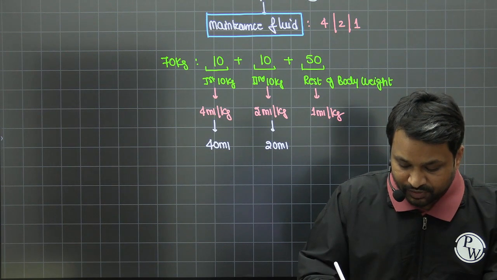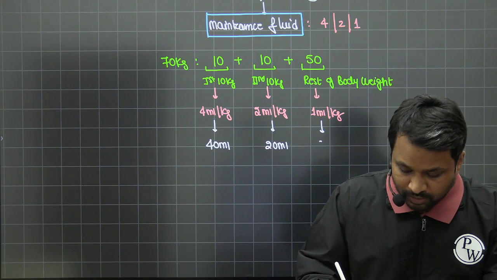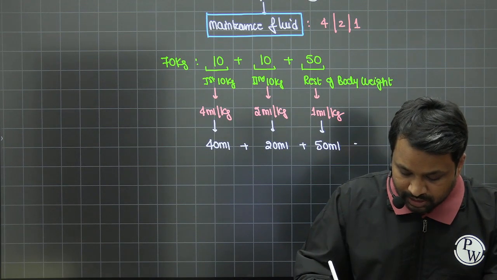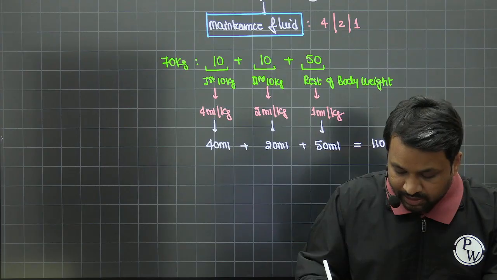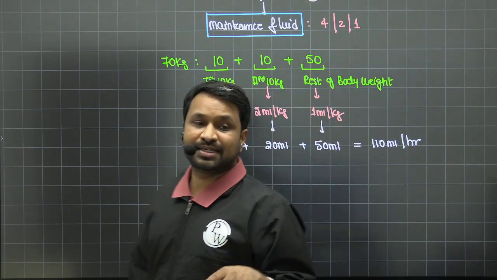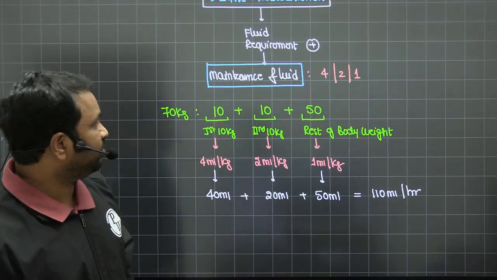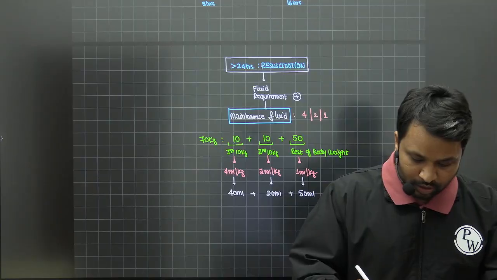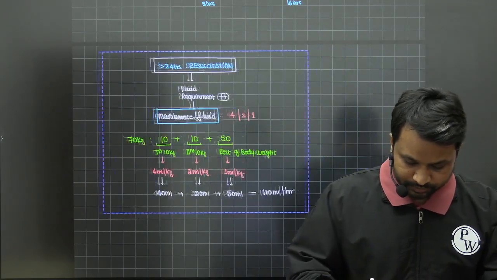1 ml per kg for the rest of the body weight, which for 50 kilograms will come as 50 ml. So when you add all this, you will get 110 ml, and this is given per hour. This is how you're going to calculate the maintenance fluid, right? So these are the protocols for your maintenance fluid.